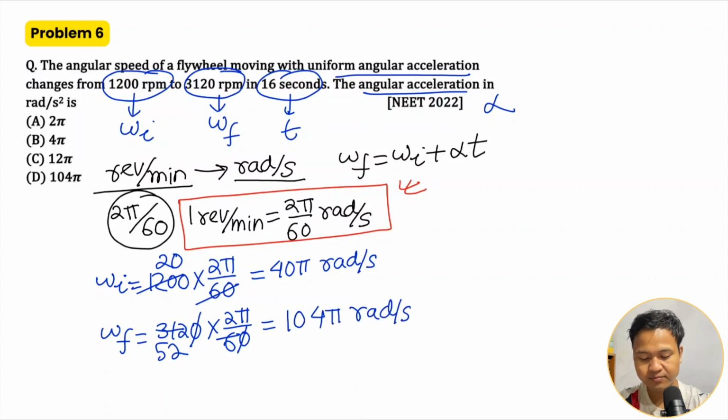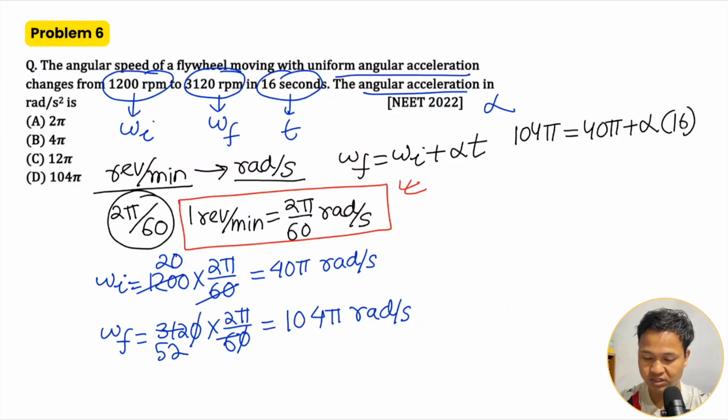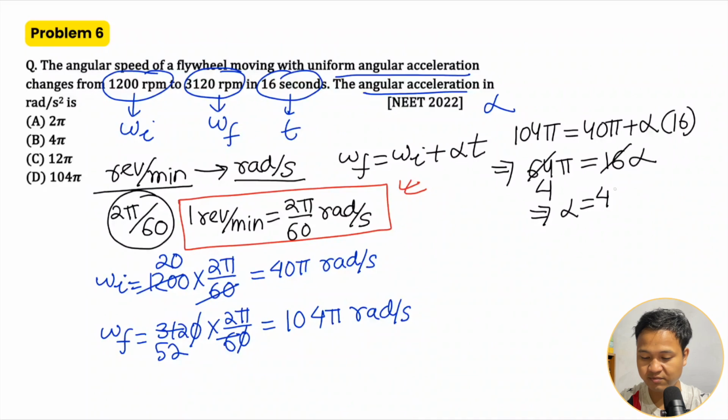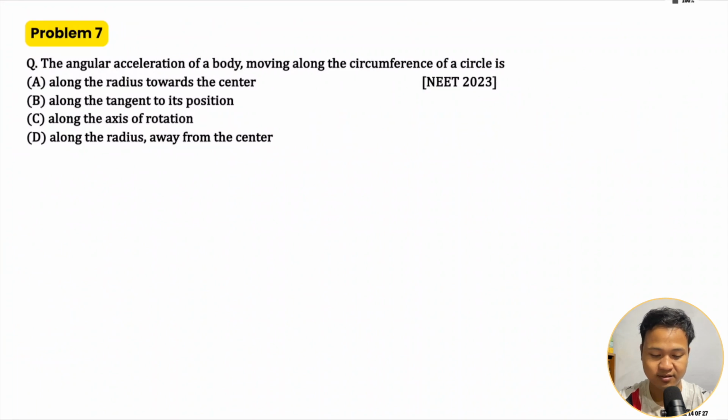Now we have omega initial, omega final and time, so we put them directly into the formula. Omega final is 104 pi equals 40 pi plus alpha into 16. Transferring 40 pi, I have 64 pi equals 16 into alpha. 16 into 4 is 64, therefore alpha is 4 pi. So the answer is option B.